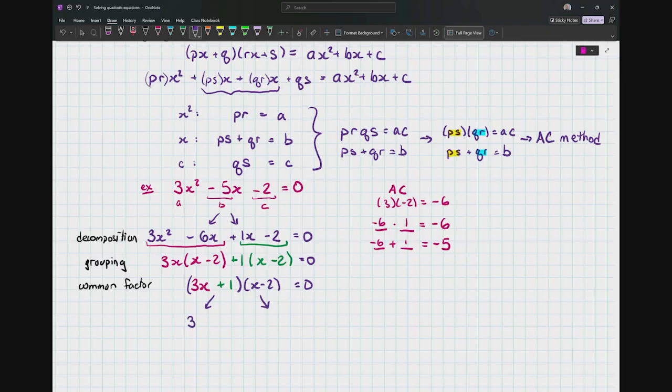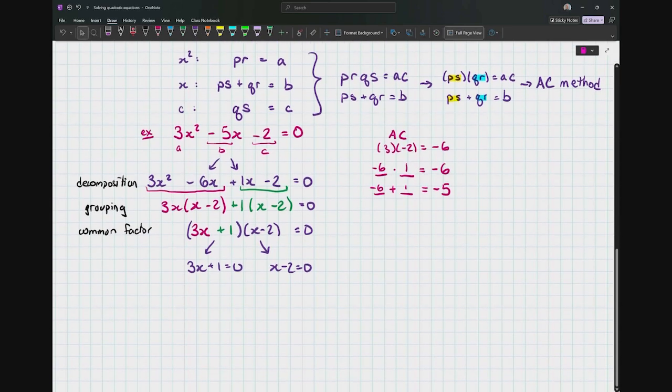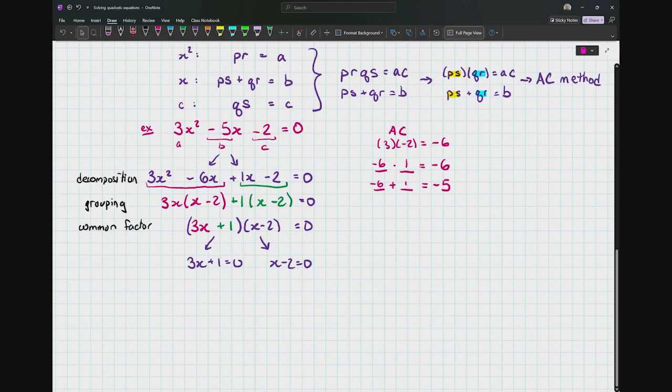Either 3x plus 1 equals 0, or x minus 2 equals 0. We use the properties of addition and multiplication for equations. I'll start with the easy one by adding 2 to both sides of the second equation. We get x equals 2.